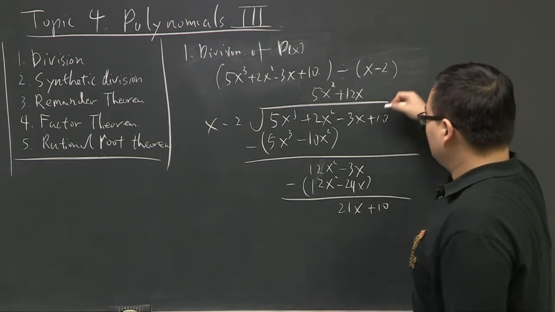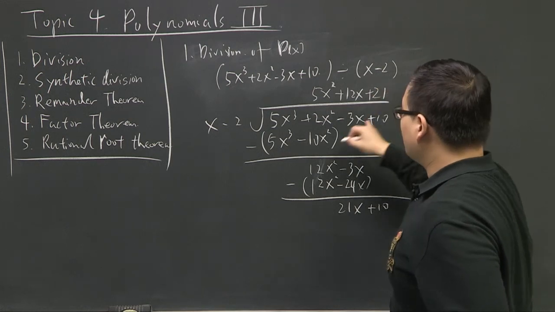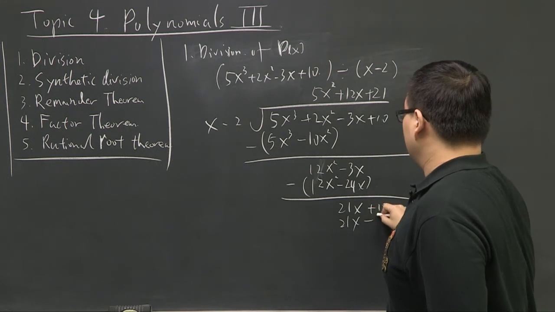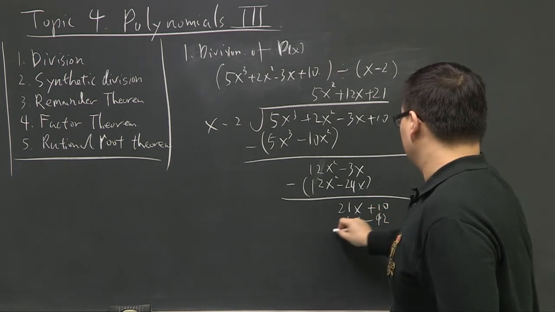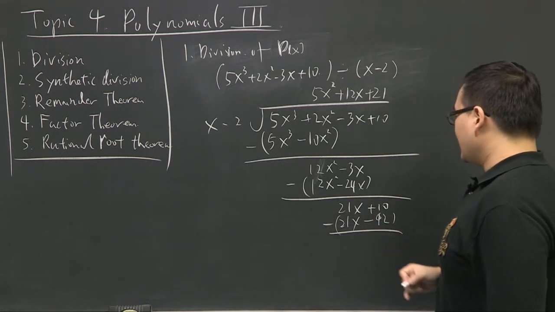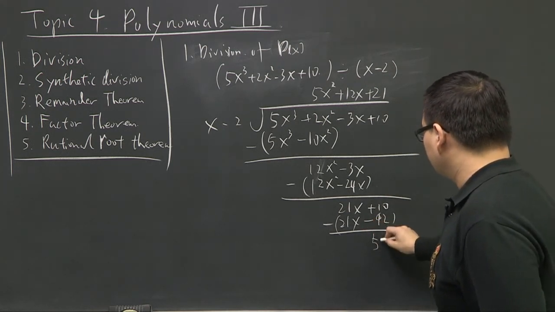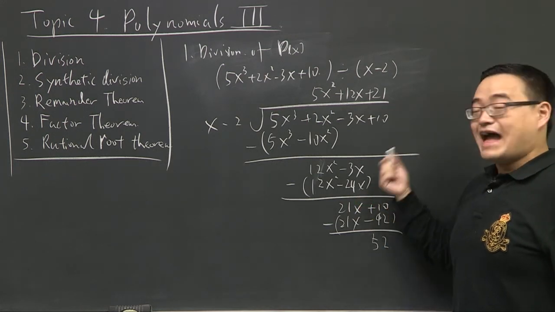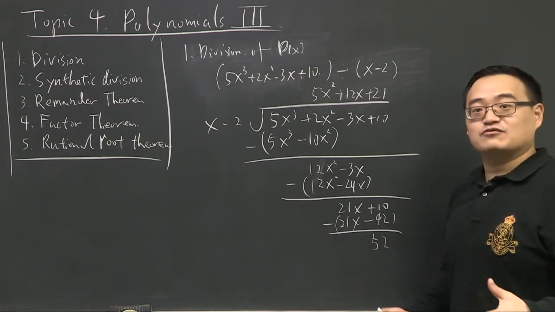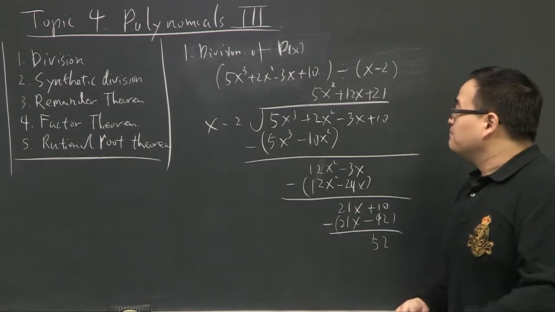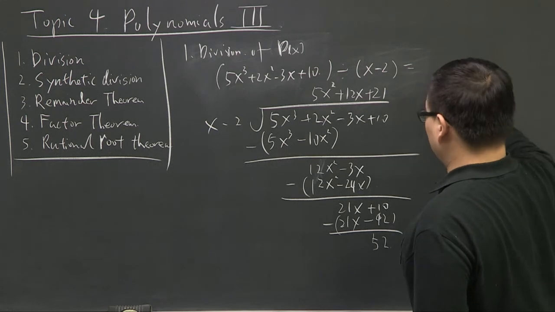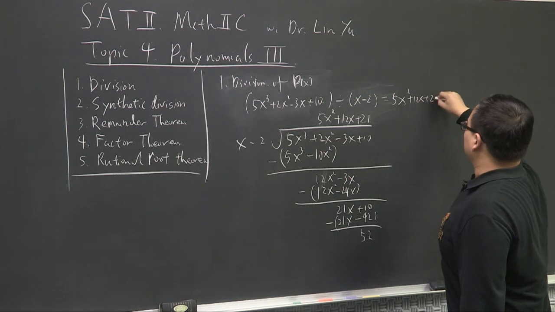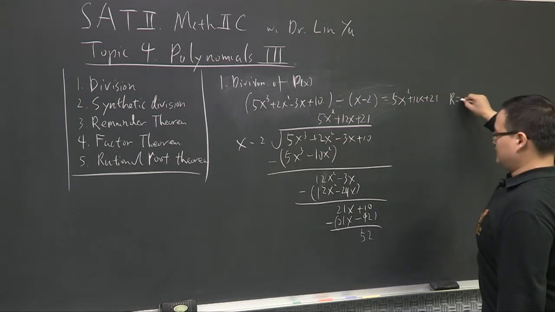Do the same drill again. You have to multiply by 21, because that will make it 21x minus 42, and if you do the subtraction again, you're going to end up with 52, assuming my math is right. So this is not bad. This is a little bit tedious, but it's not bad. You just got to keep track of things. So the way you would put this is that it's equal to 5x squared plus 12x plus 21 with the remainder of 52.